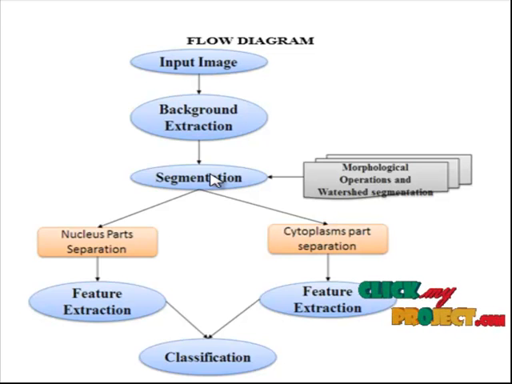Automated and semi-automated screening procedures involve two main tasks: segmentation and classification. Segmentation mainly focuses on separation of cells from the background as well as the separation of nuclei from the cytoplasm within the cell region. Next, in the feature extraction stage, nucleus features are extracted.